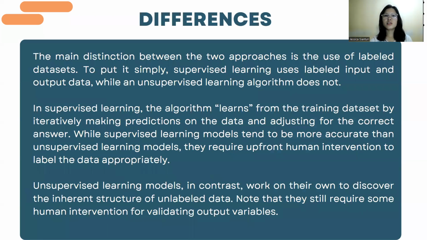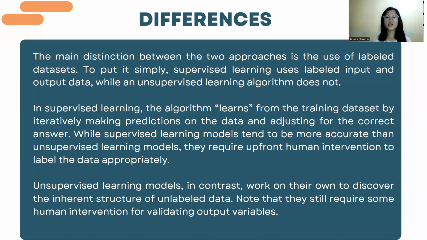So let's talk about the main difference between supervised and unsupervised learning, about labeled data. The main distinction between the two approaches is the use of labeled datasets. To put it simply, supervised learning uses labeled input and output data, while unsupervised learning algorithms do not.